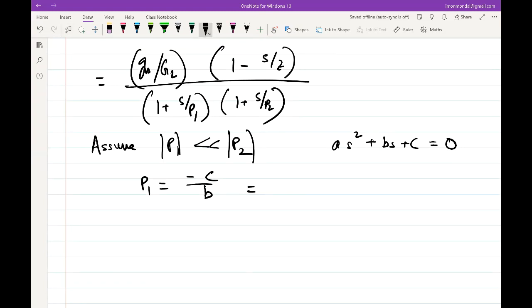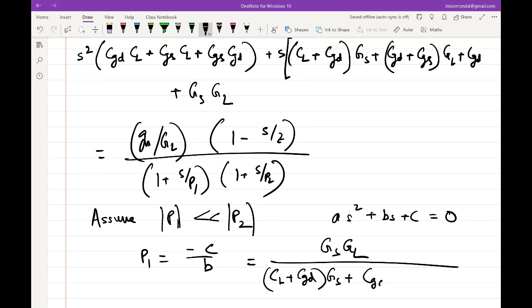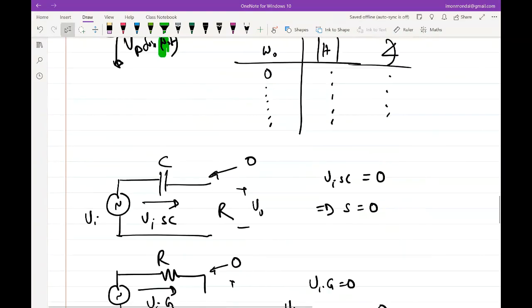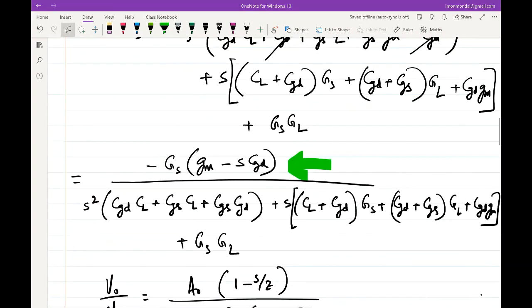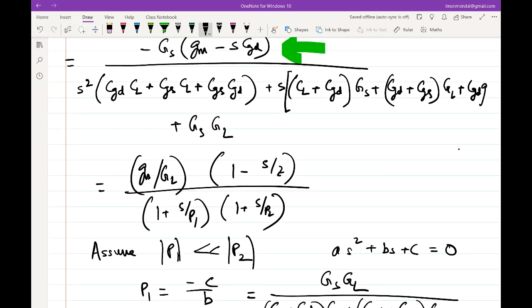So this is equivalent to GS GL by CL plus CGD. I think I missed something in the file copying. This expression doesn't look full, right? GM. TGD GM, right? Okay, right? Yeah, so this is even dimensionally not correct.